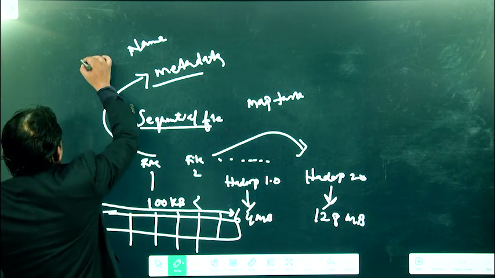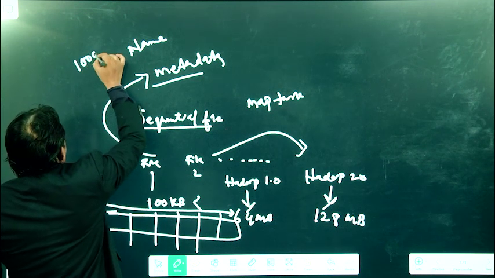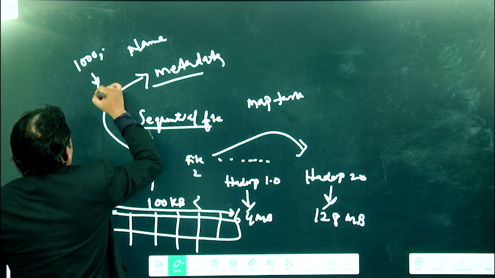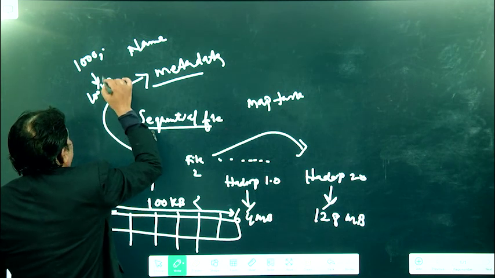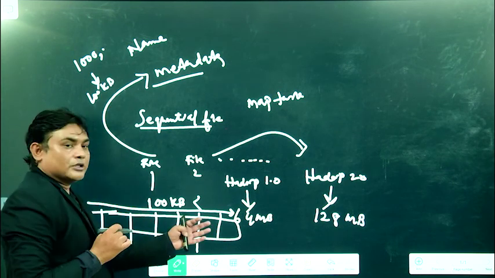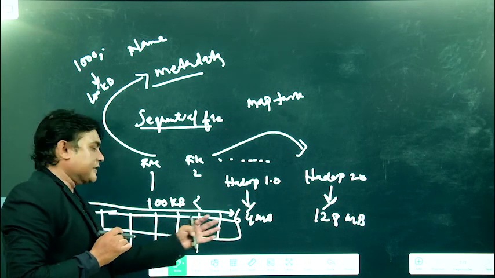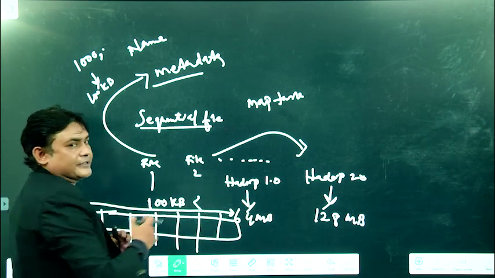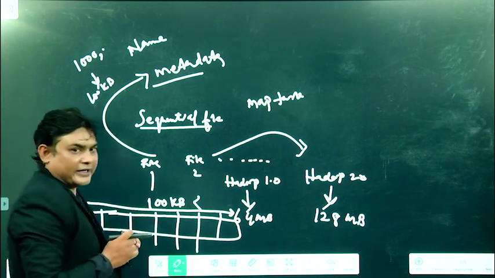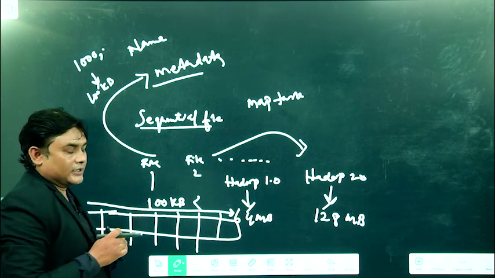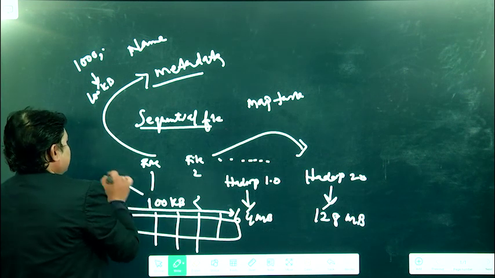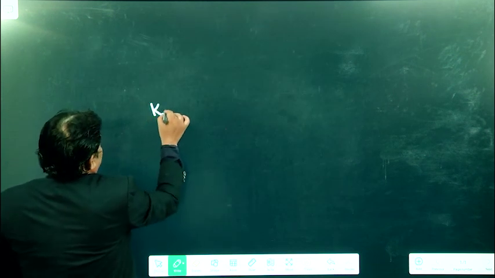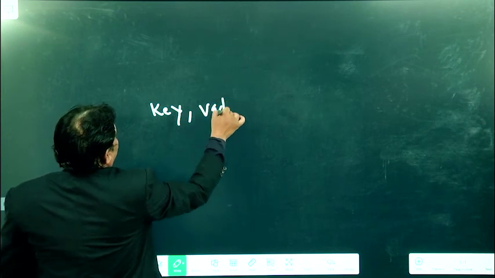Suppose you have 1000 files and each file is 100 KB. If so, then 1 GB is enough to hold all these files in a sequential file. Now this sequential file is going to place this information in the form of key value pairs.